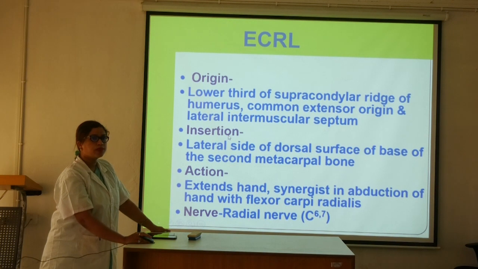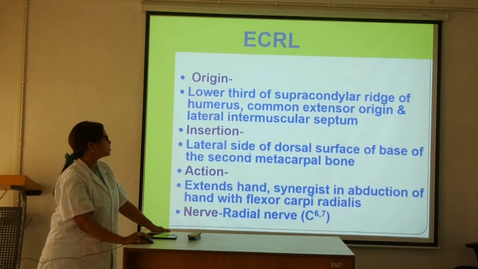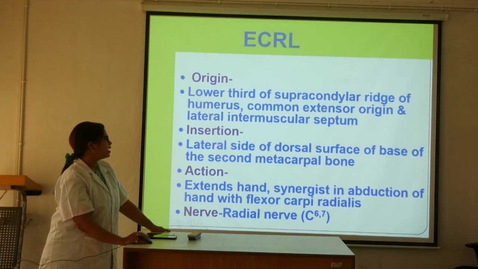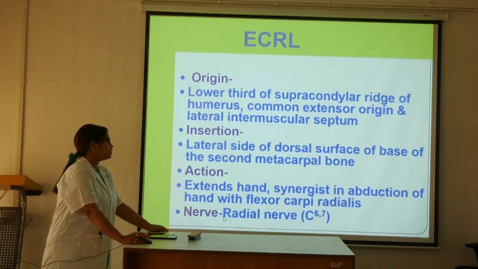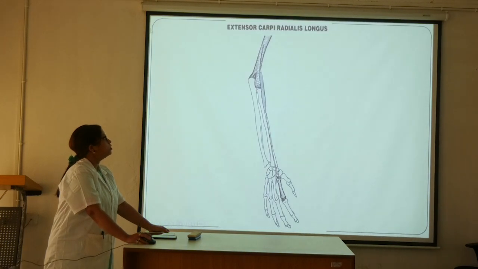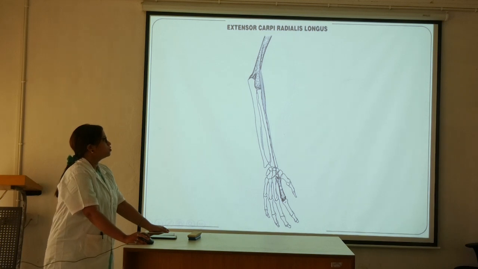Same origin you have seen, the lower end of the humerus. Insertion is where? To the second metacarpal bone. This is important. Where is it inserted? To the second metacarpal bone. The action is extension, and the radial nerve is the nerve supply. So this is the extensor carpi radialis longus. You could see it is going to the second metacarpal. This is the first, right? This is the second. It is going over here.